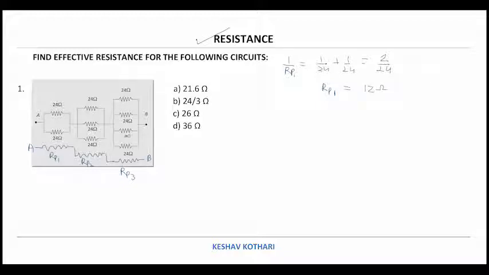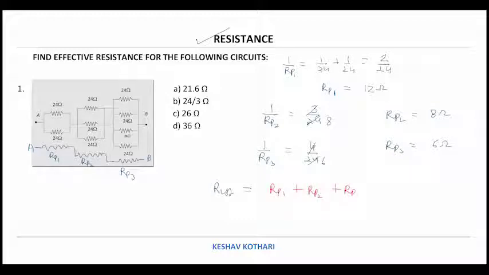For the second one, RP2 is equal to 24 by 3, so RP2 is equal to 8 ohm. And for the third one we calculate RP3, which is equal to 24 by 4, which is 6 ohm. Hence the effective resistance by the series combination is RP1 plus RP2 plus RP3, which is equal to 26 ohm. So for this particular problem, option C is correct.